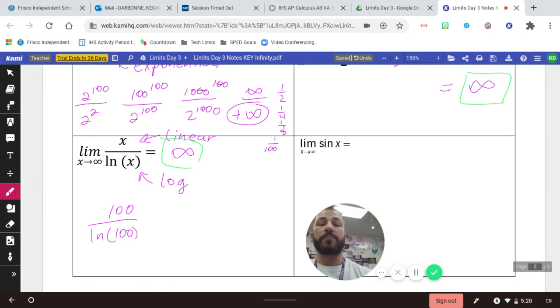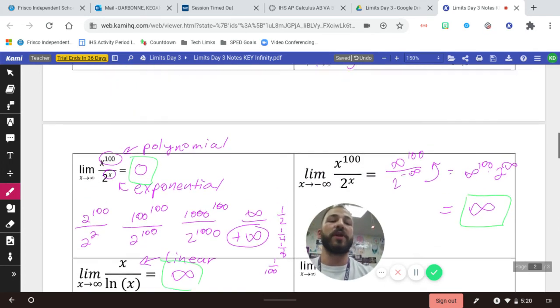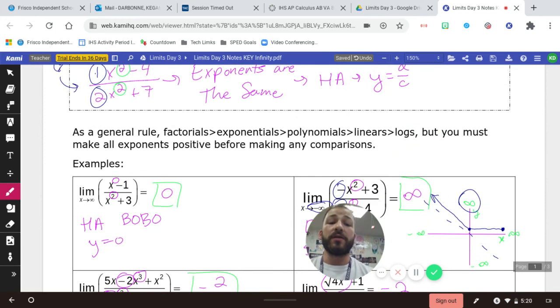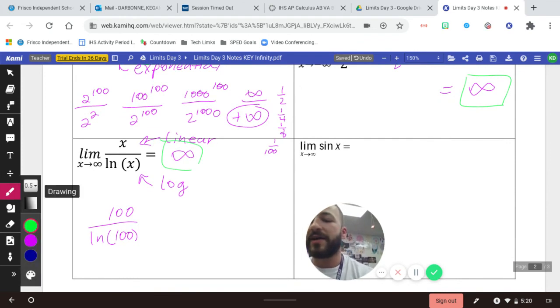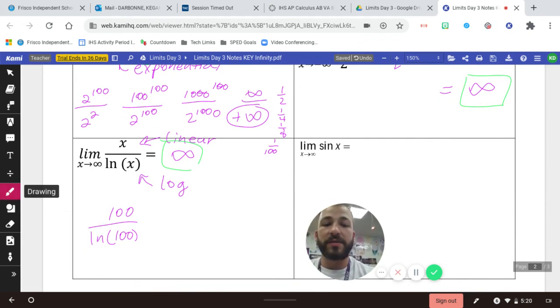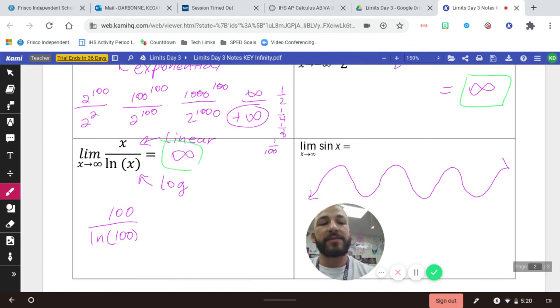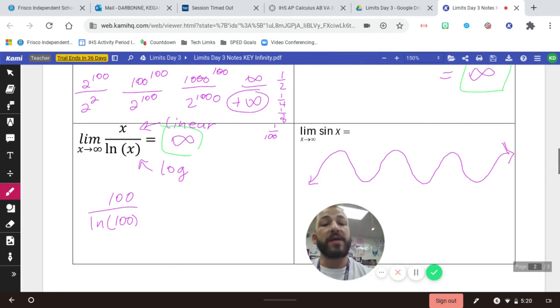All right, now last but not least is sine of x. And sine of x kind of operates outside of all these different norms. If you noticed up here, one of the functions we didn't include was trigonometric functions. Because what does sine do? Well, for the entirety of a sine function, it goes up and down and up and down and up and down, like so, forever. Because sine functions, and really all trig functions, do what we call oscillate. They repeat over and over again.